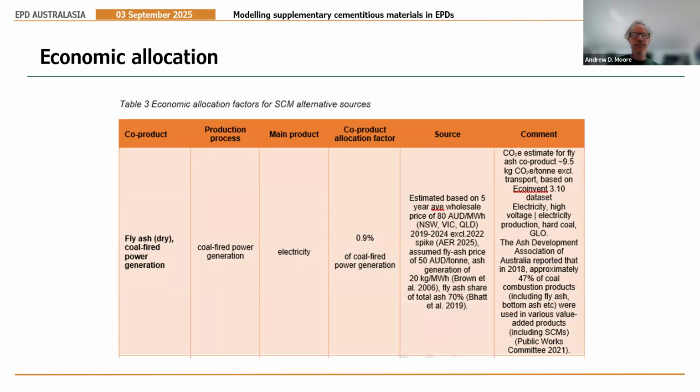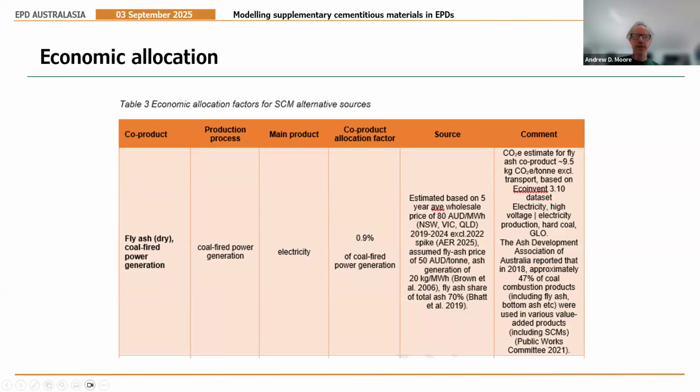So that's where it is really challenging to get access to that data, because it's often commercial in confidence, which is why it's often much easier to get access to that information if you're producing an EPD, or those fly ash producers are producing an EPD themselves, rather than trying to get access without having those commercial relationships.